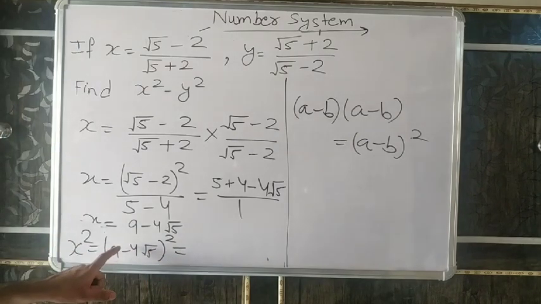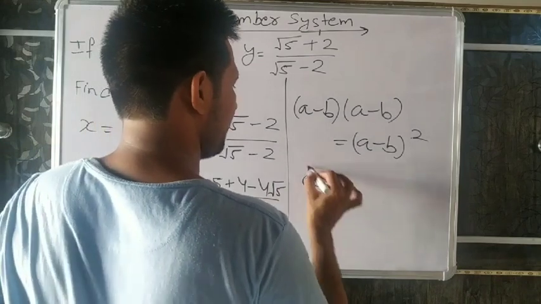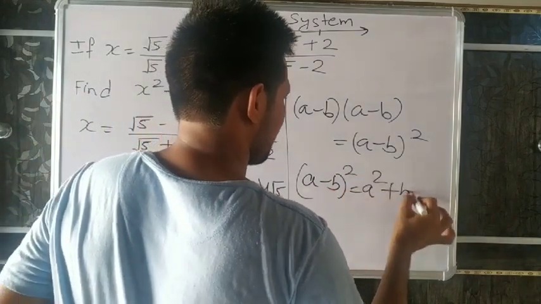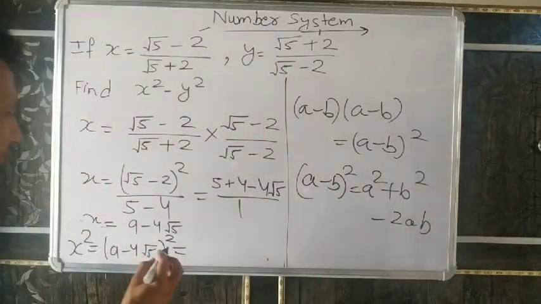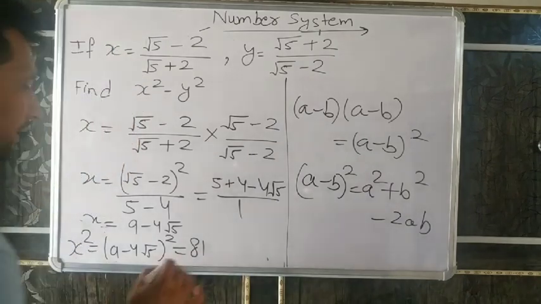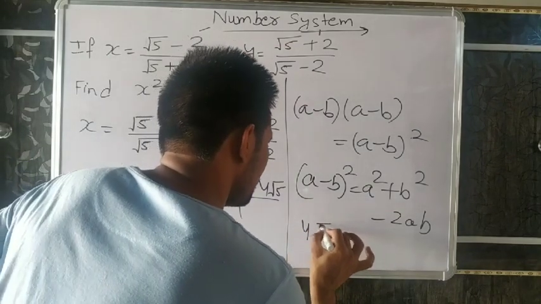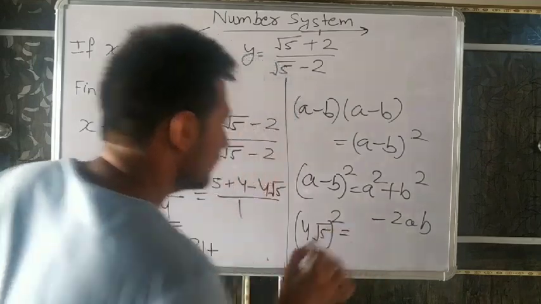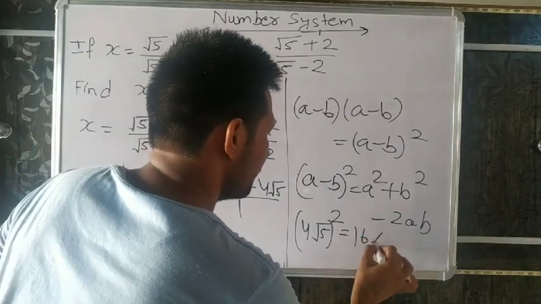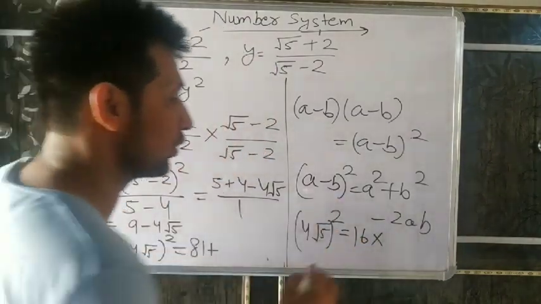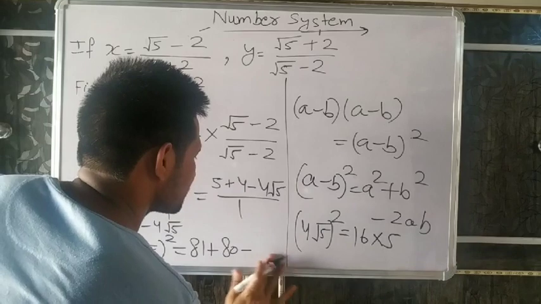So x square. What is the formula for (a minus b) whole square? It is a square plus b square minus 2ab. What is the first number square? First is 9, 9 square is 81. Very good. Plus b square. What is b? b is 4 root 5, whole square. It means 4 square and root 5 square also. 4 square is 16, root 5 square is 5. So how much is 16 into 5? 80.